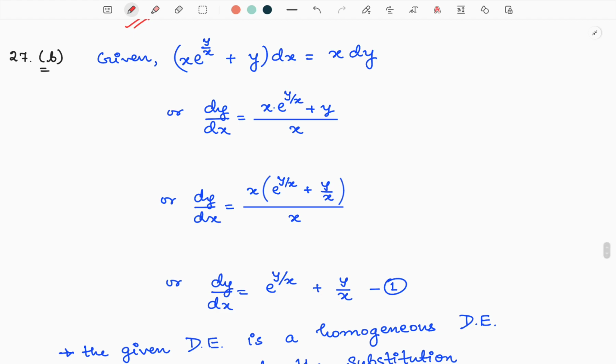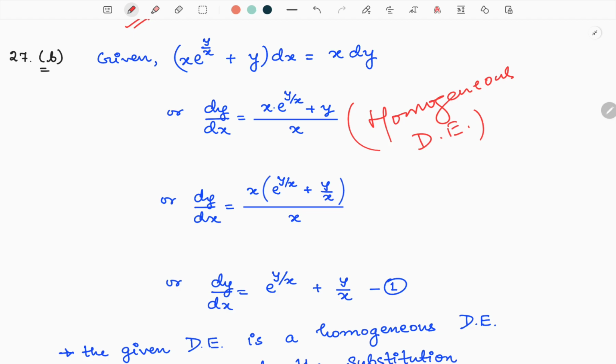But anyhow, we will solve both the parts. So 27b is given: x e to the power y by x plus y dx is equal to x dy. Now in this type of question, we have to think of homogeneous differential equations, because here you cannot separate y and x easily on either side of the equation.